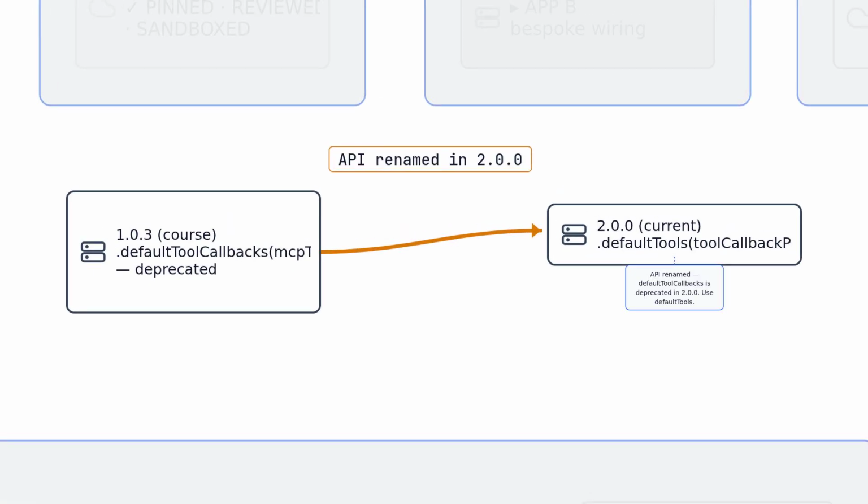One thing changed since the course was recorded. Default tool callbacks is deprecated in 2.0. Use default tools, same provider, and it also takes plain @Tool objects directly.